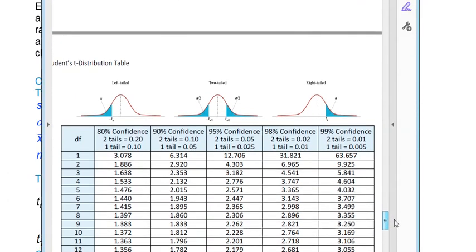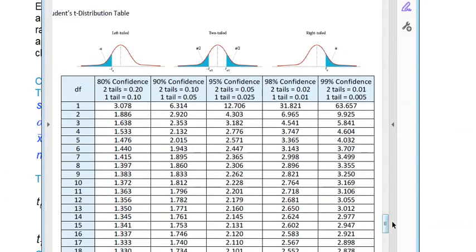T table. So remember, with the T table, you've got to be careful now, because in our confidence intervals, we were always looking at those two-tailed tests. Now, sometimes we are, sometimes we aren't. So for this particular question, it did happen to be two tails, and it was 95% confident.